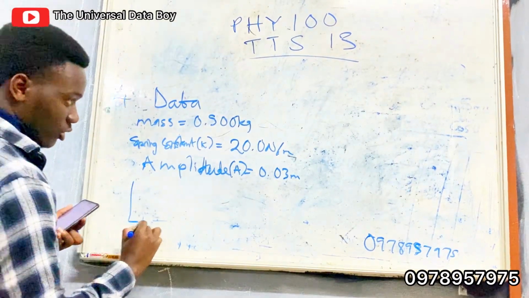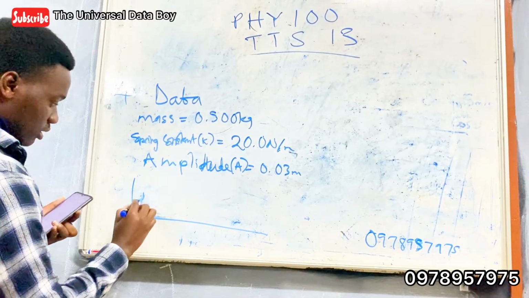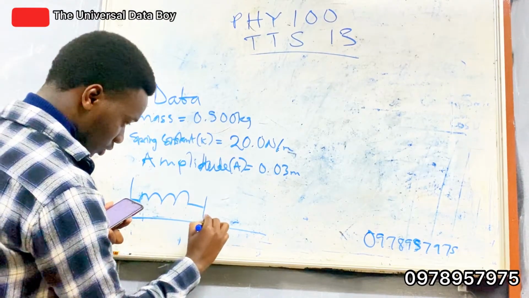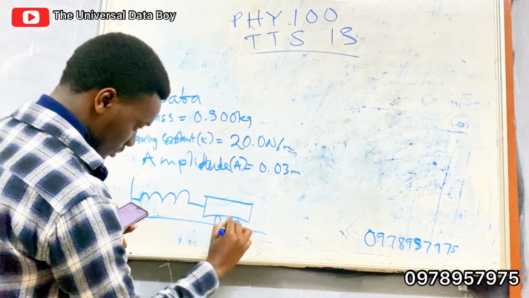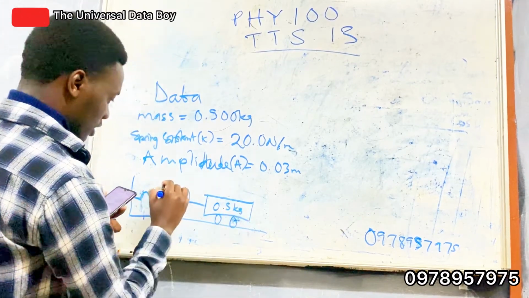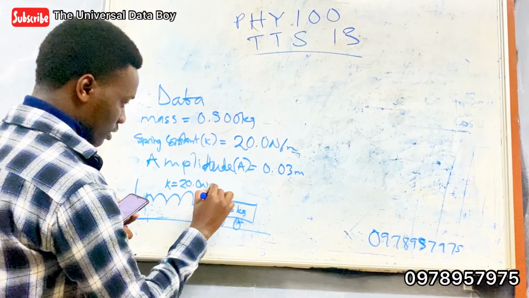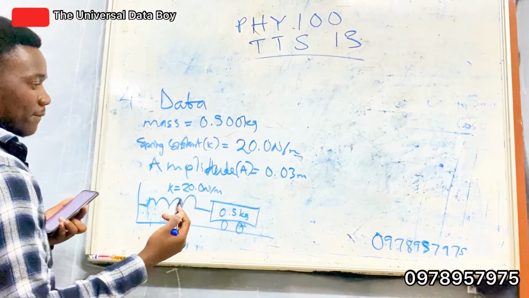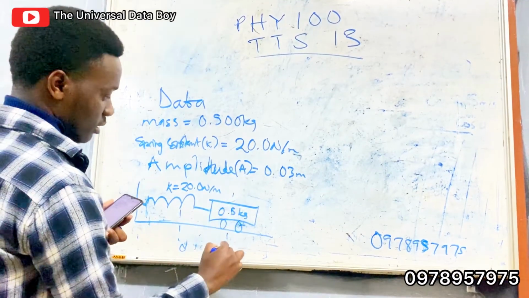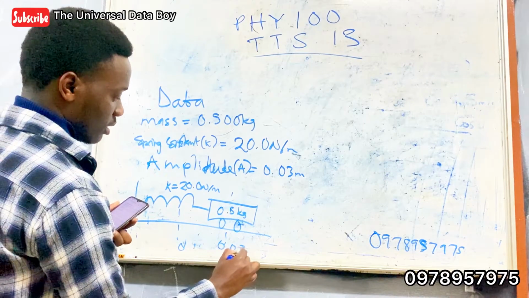So we have got the free body diagram. This is a free body diagram. I've got the spring, it's holding on to the cart, the cart which is 0.5 kg. The spring constant k here is equal to 20.0 Newton meters. What else? We have got the amplitude. If this is 0, the amplitude here is 0.03 meters.